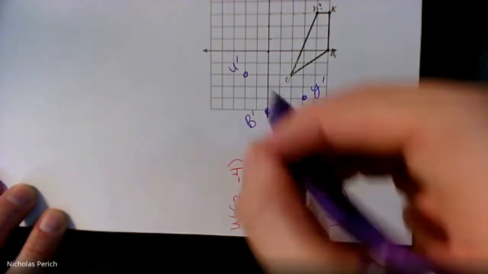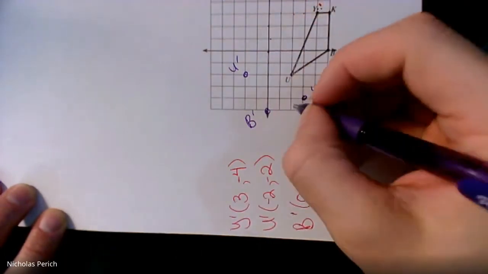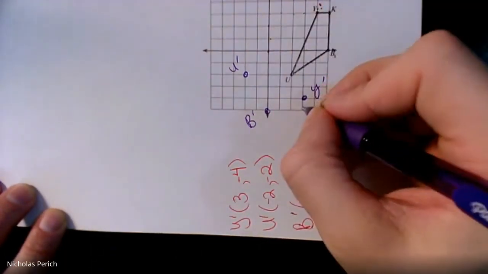B was right 3, down 5. I'm sorry, K was right 3, down 5.